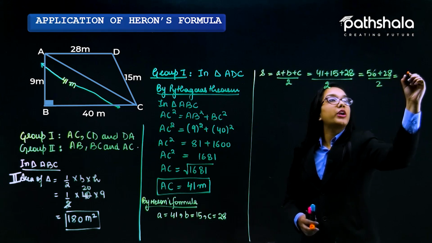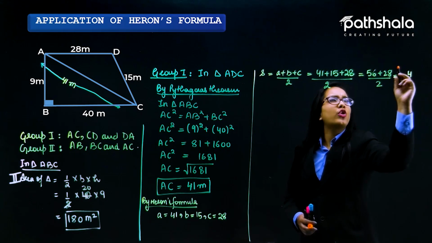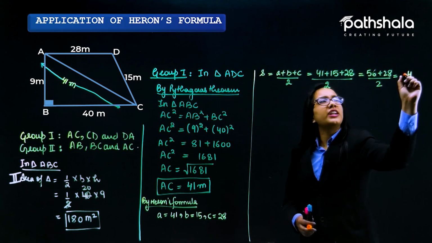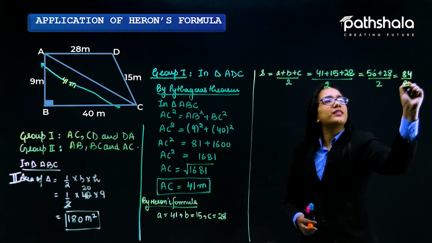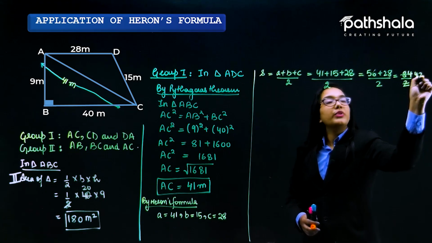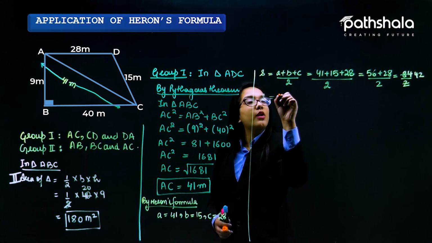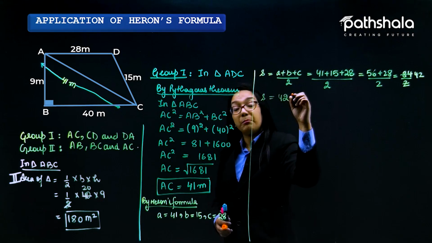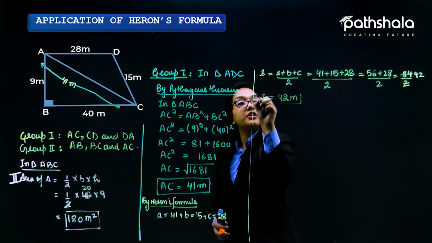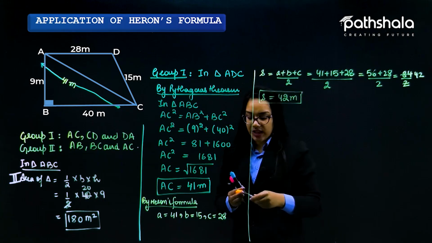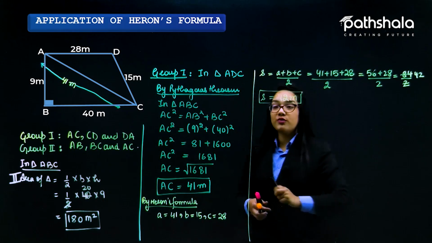Further, this would be 8 and 6. This is 4. Further, we have 5, 6, 7 and 8. So 84 by 2 is 42. Hence, the semi-perimeter is coming out to be 42 meters. Now let's calculate the area using Heron's formula.